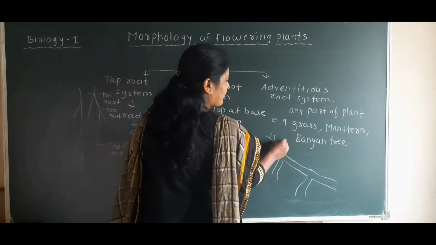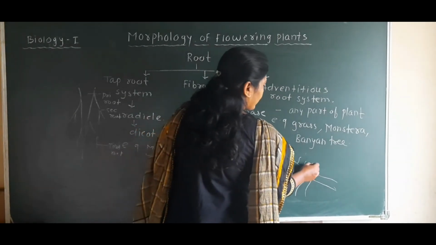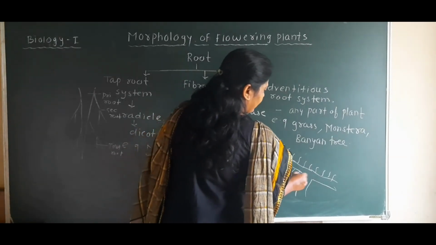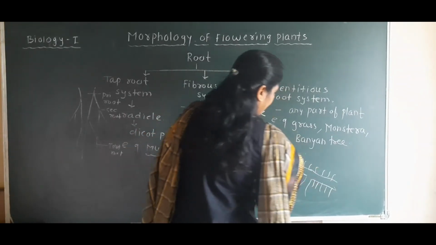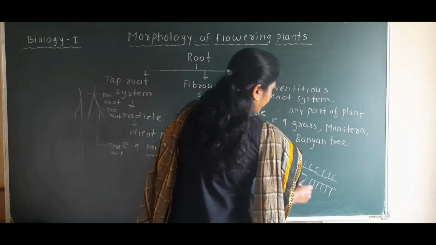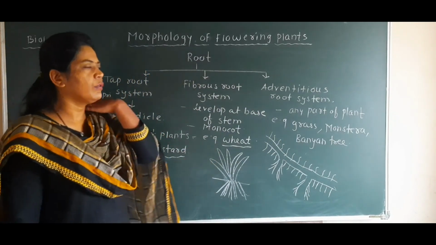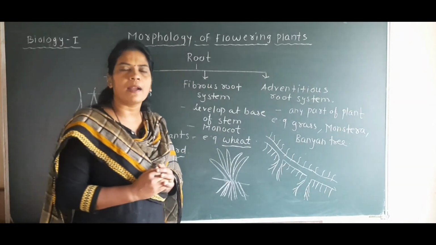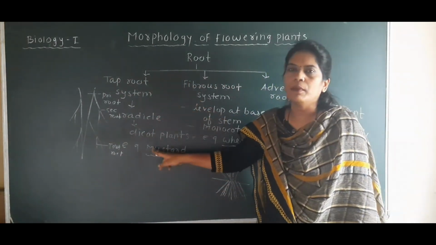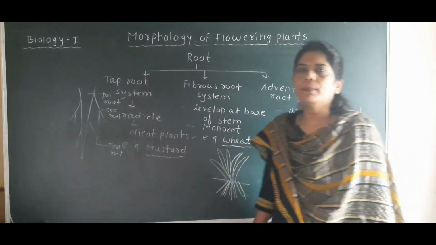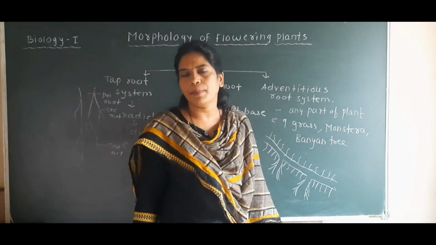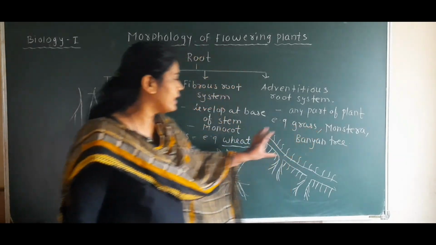Here you can observe the roots which develop on these plants. This thread-like structure is nothing but the root part of the plant. So this is a type of adventitious root. It is a very easy part. From the exam point of view, you have to remember the examples: taproot, mustard plant; fibrous root, wheat plant; and adventitious root, grass, monstera, and the banyan tree. So examples are very important.